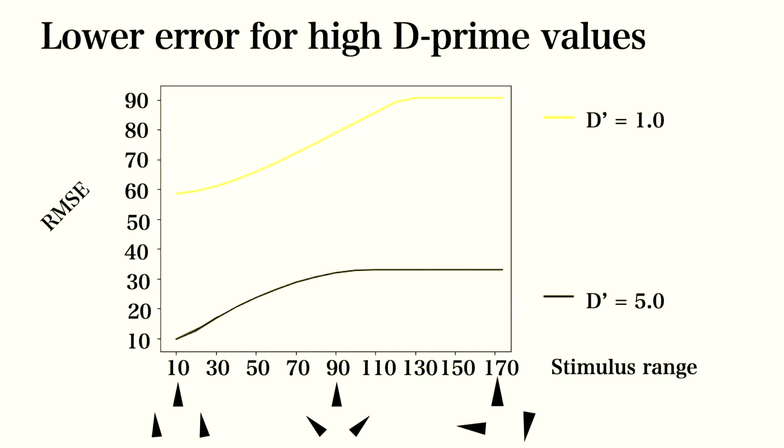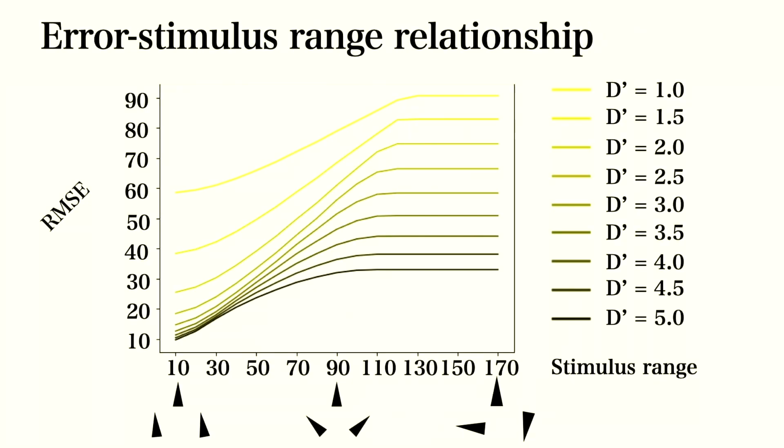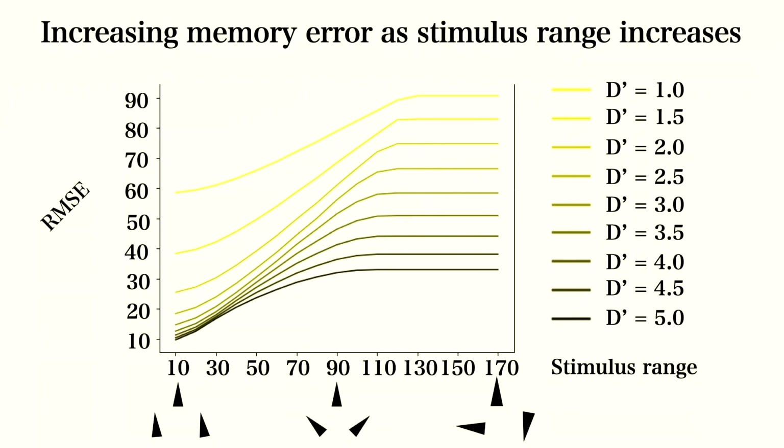As you can see here, the dark line with high d prime has lower error compared to the yellow one, which has lower d prime. And now we plot every line for our d prime values here. Overall, we can see that as stimulus range increases, there's an increase in memory error for all d prime values.